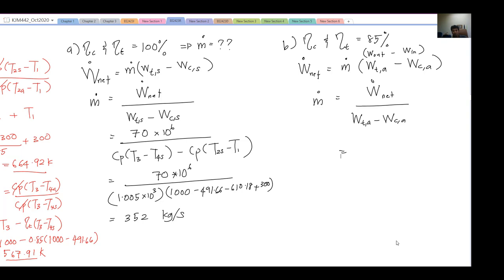Basically, I think that's all for this example, and in the next lecture I will continue with the gas power cycle with regenerative. Okay, so until then, thank you.